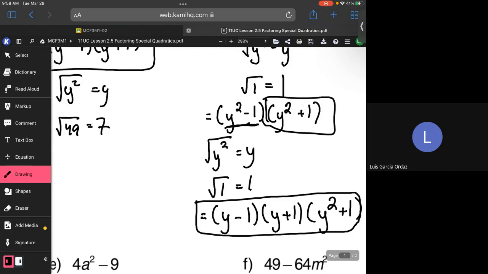So anytime there's a difference of squares, you need to keep going until there's no more. Only for the difference of squares. Wait, so it would be y minus 1, y plus 1, y squared plus 1? Yep, but that's it. Why would we write y squared plus 1? Because we already did y squared minus 1 as y plus 1, y minus 1. Wait, so then why would you keep the y squared plus 1? Because that can't be a difference of squares. But it's still a factor.